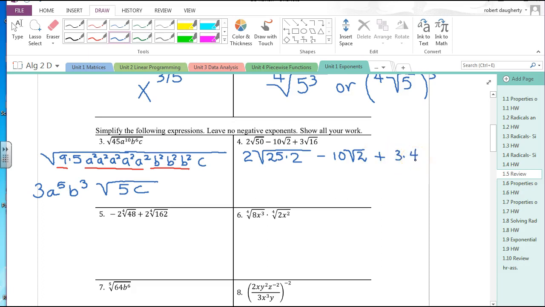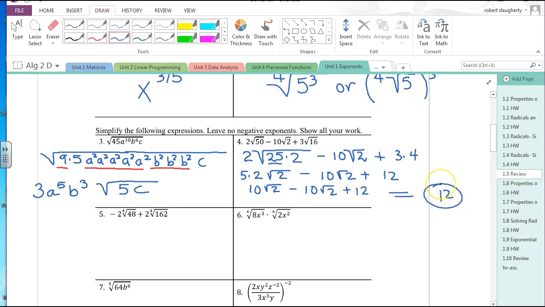Okay. If I look at the first expression, square root of 25 is 5. So this is 5 times 2, square root of 2, minus 10 square root of 2, plus 12. So this is 10 square root of 2 minus 10 square root of 2 plus 12. That all equals 12.